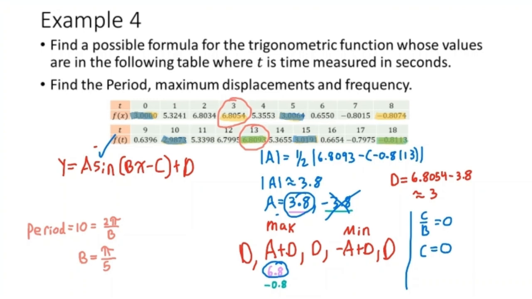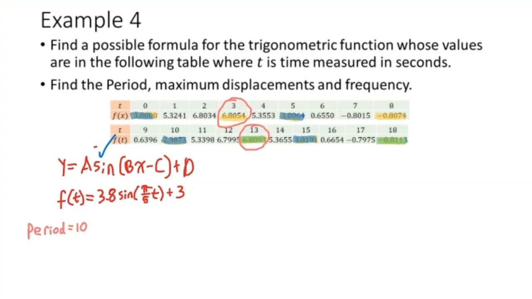Now we have a, b, c, and d. Now we have our model: f of t, which I'm going to use instead of y, equals our choice of a, which was the positive 3.8, our choice of the trig function, sine of pi over 5 t, because t is our independent variable here. We made our c 0 because of our choices, plus d, which is 3. So this function would approximate the data on our table.